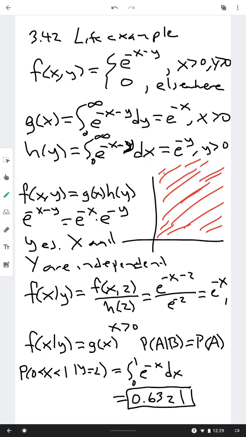I hope that makes sense. It looks a little bit like chicken scratch, but if you're following along with me, then you probably are able to understand what's going on a little bit.